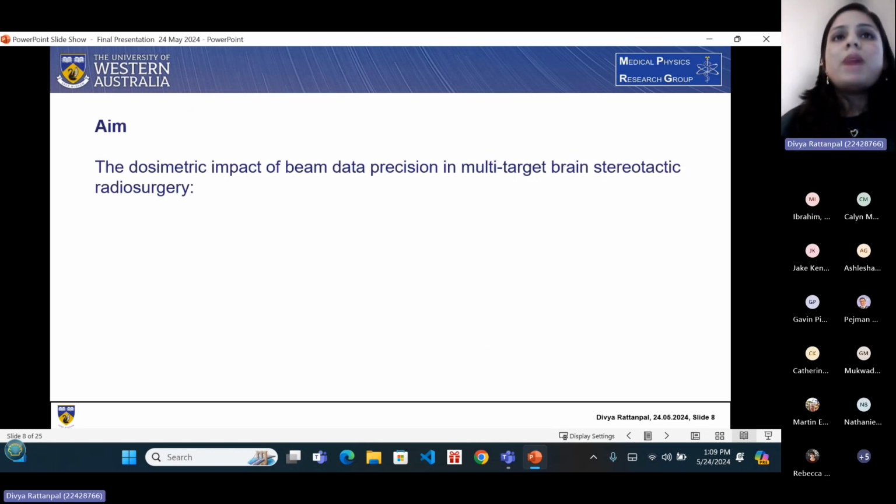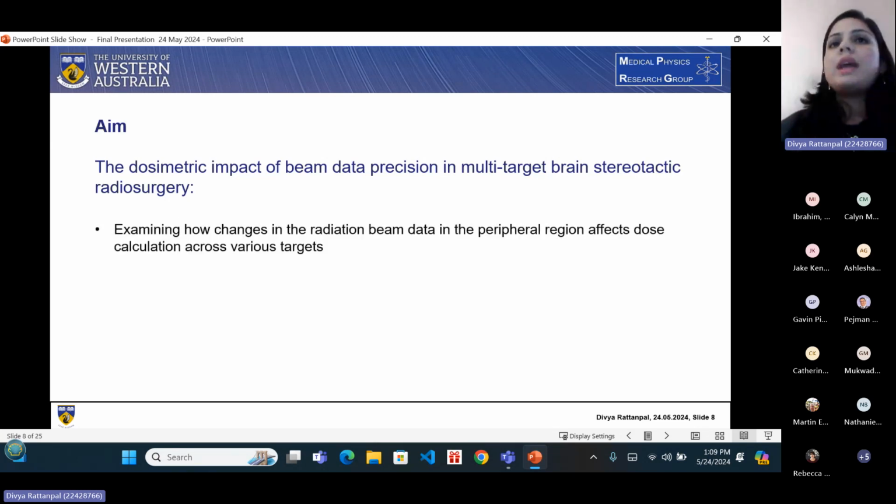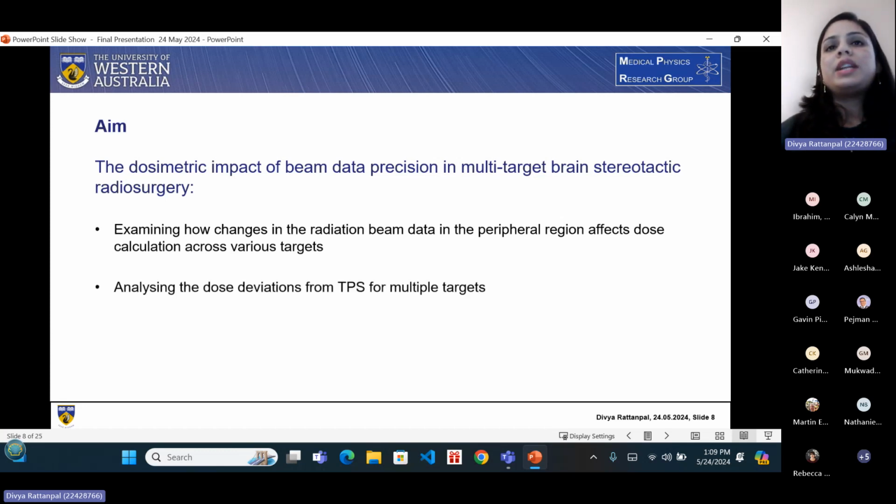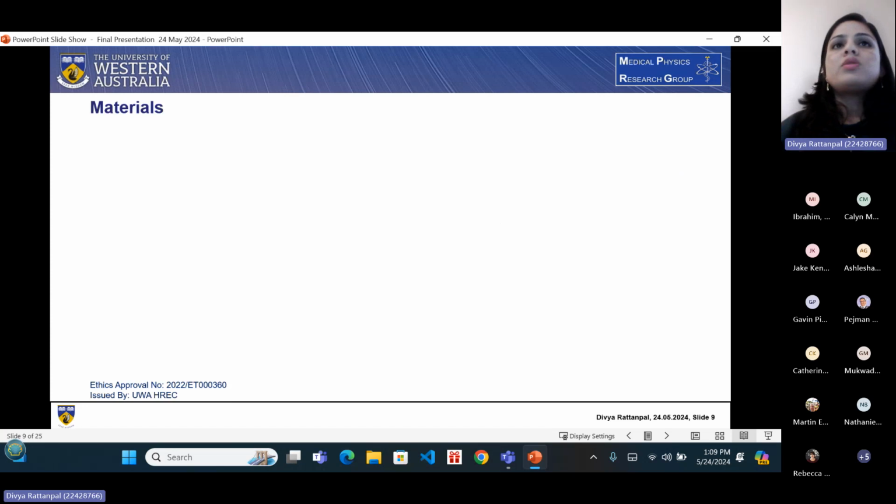So the aim of my project is to assess the dosimetric impact of beam data precision in multi-target brain stereotactic radiosurgery. It includes examining how changes in radiation beam data in the peripheral region affect dose calculation across various targets, and also analyzing the dose deviations from treatment planning systems for multiple targets.